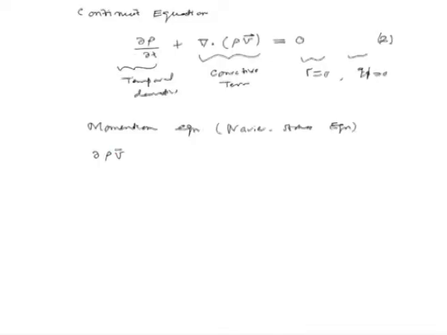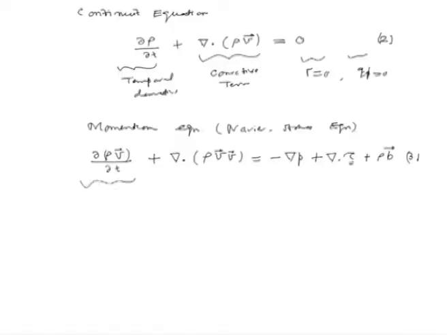Del rho v by del t plus divergence of rho v v minus gradient of p plus divergence of tau plus rho times p. So, once again if we compare this equation with our generic transport equation, the similarities are obvious.